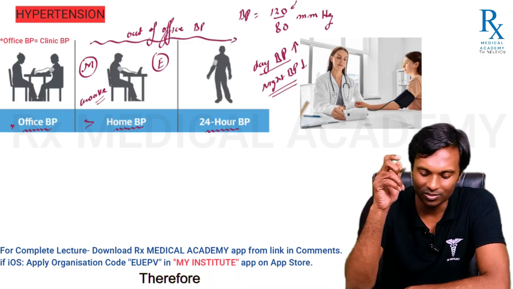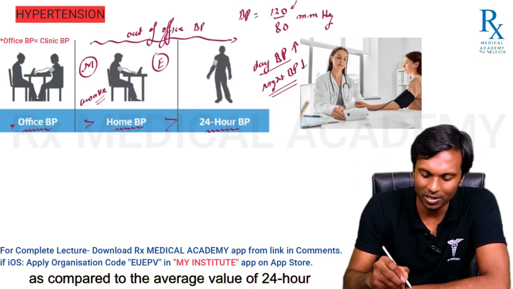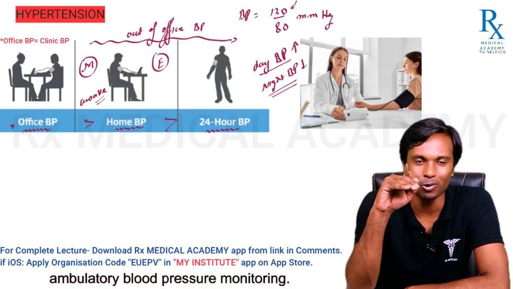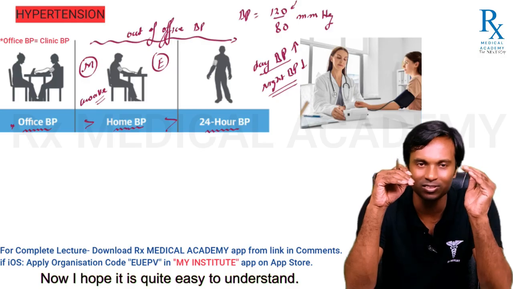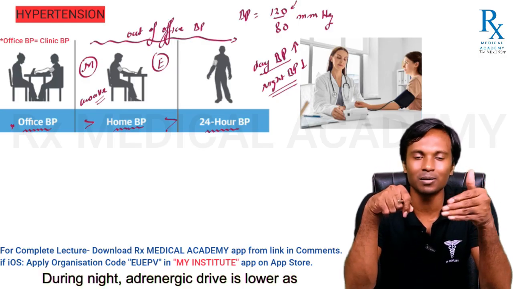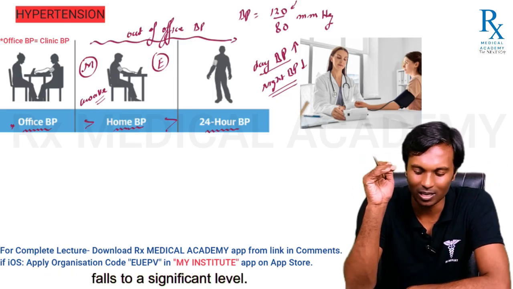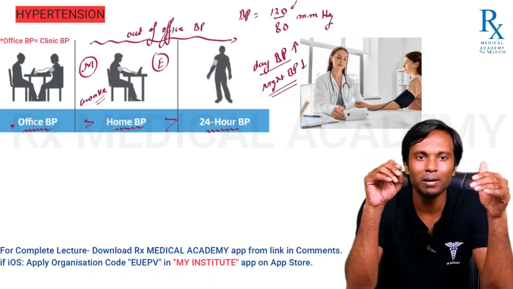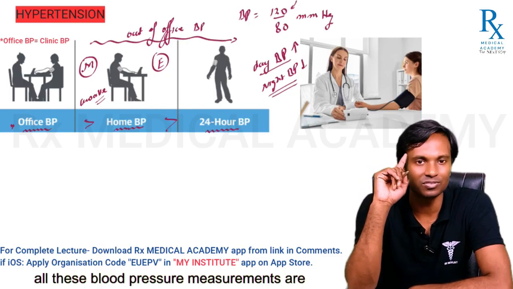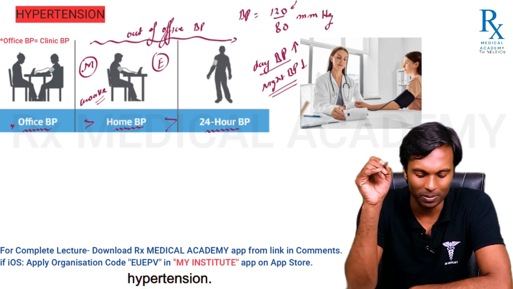awake values. Therefore, home blood pressure values will be greater as compared to the average value of 24-hour ambulatory blood pressure monitoring. Now, I hope it is quite easy to understand. During night, adrenergic drive is lower as compared to during day. Therefore, during night, blood pressure falls to a significant level. Now, try to understand. By this chart, I am trying to convey that all these blood pressure measurements are very, very important in classification as well as management of hypertension.